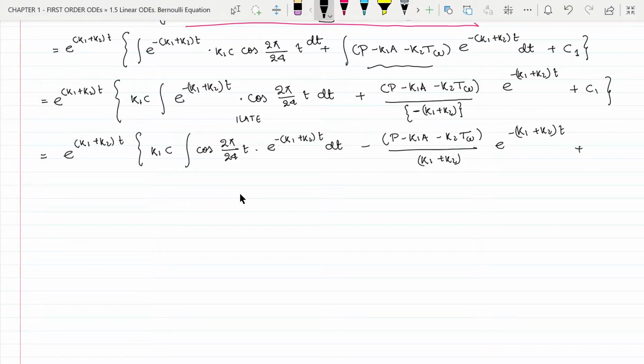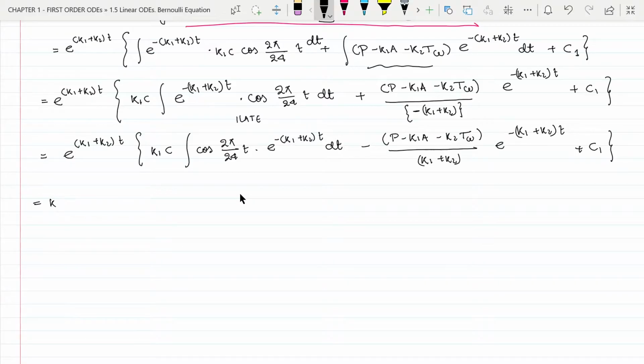t plus c1. Now this e to the power (k1 plus k2)t term can be multiplied with each of the inside terms, because we can see that this e to the power (k1 plus k2)t term, when multiplied with this e to the power minus (k1 plus k2)t term, will give us 1. So let us further simplify this down.